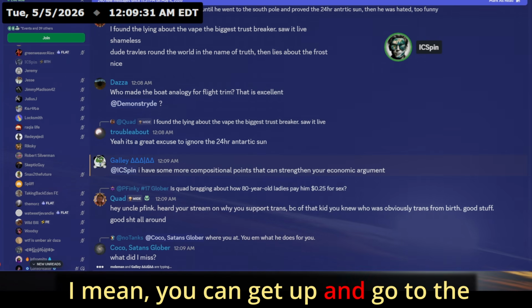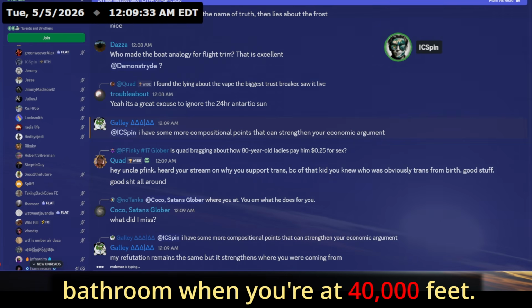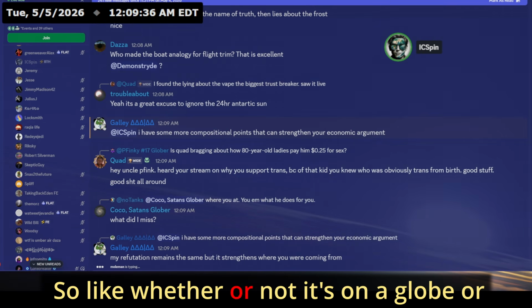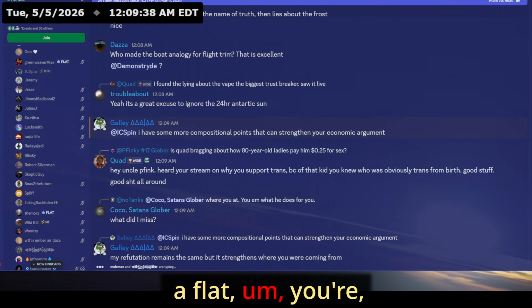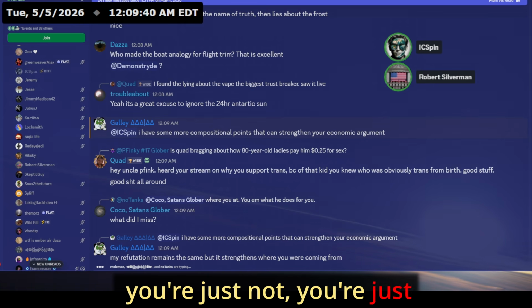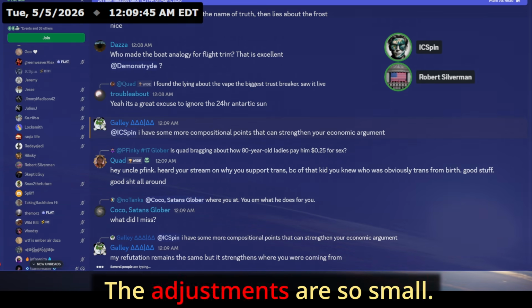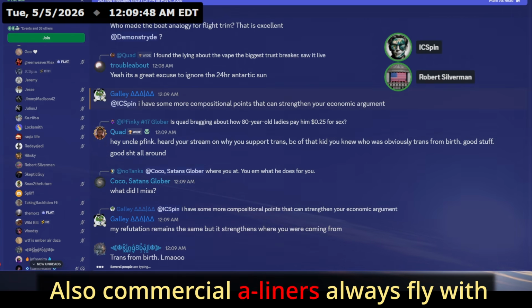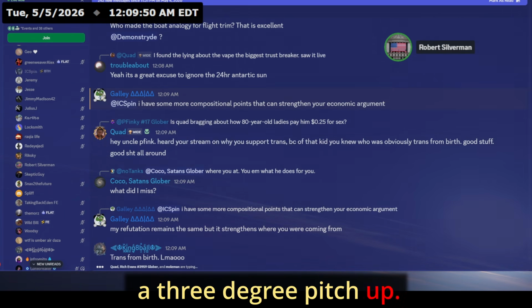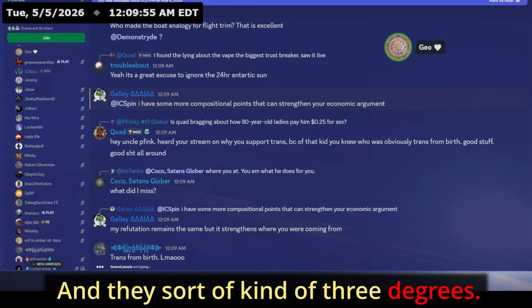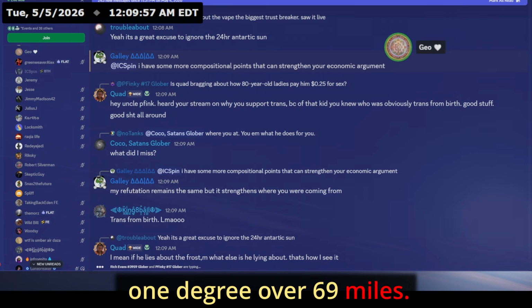I mean, you can get up and go to the bathroom when you're at 40,000 feet, right? So whether it's on a globe or a flat earth, you're just not feeling anything at that altitude because the adjustments are so small. Also, commercial airliners always fly with a 3-degree pitch up. Yeah, and at 3 degrees, it would still be changing 1 degree every 69 miles.